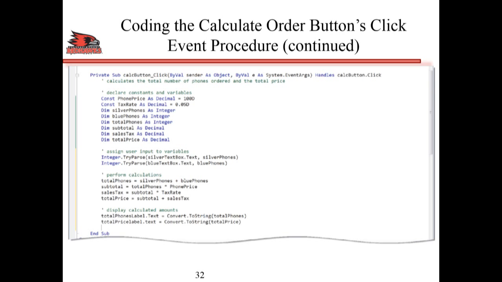And then once you've done that, you can perform your calculation. Simple stuff: total phones equals silver phones plus blue phones, subtotal equals total phones times phone price, and so on. Should be pretty easy to understand. Once you have all the variables you need for your display, you use the last two lines of code, in the label where you need to display the total phones. You put in as text Convert.ToString, because total phones and total price are numeric values. You need to convert them to string so that you can display them as text. So you use Convert.ToString to convert the value you just calculated into a string so that you can display it.